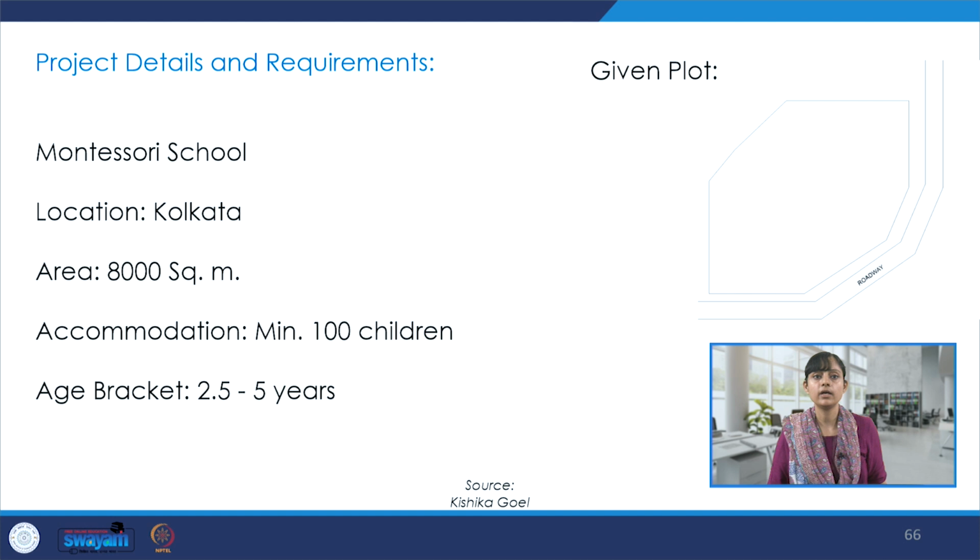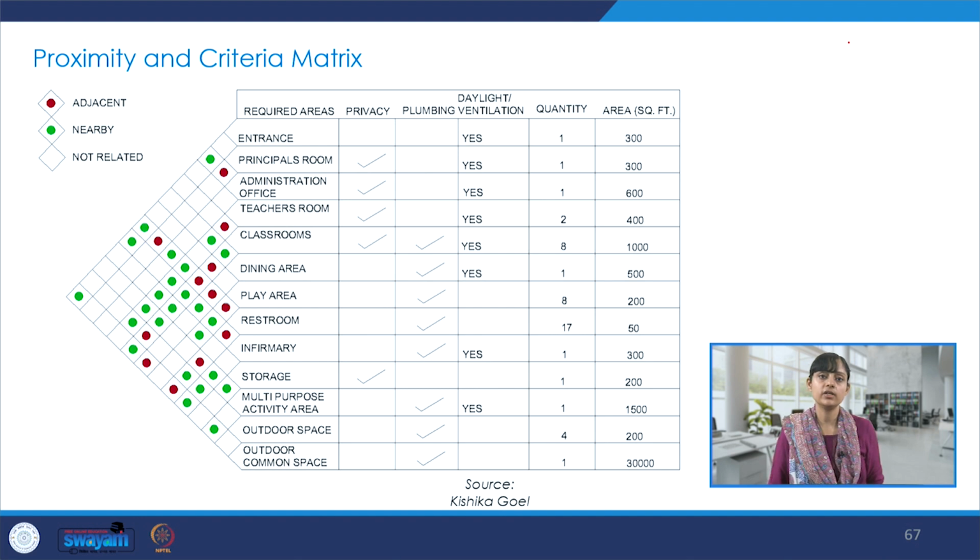This is done by a friend and a student, Kishika. She's based in Kolkata. She's done some work with us on a project. And this is the location, this is the area, this is the given plot. And she did this exercise very, very meticulously. And we are very happy and thankful for her to contribute this and let us share this with all of you. So I really like this proximity and criteria matrix that she developed.